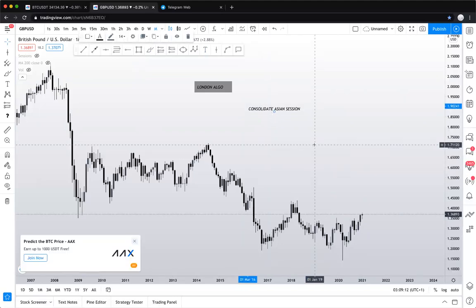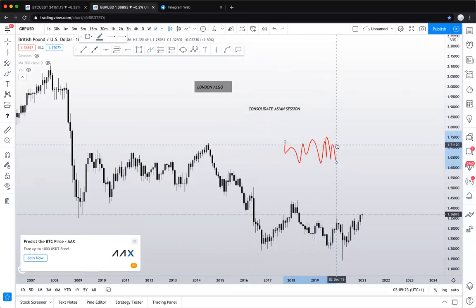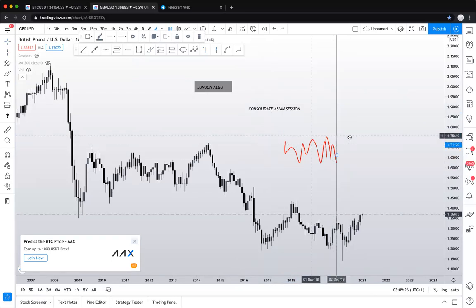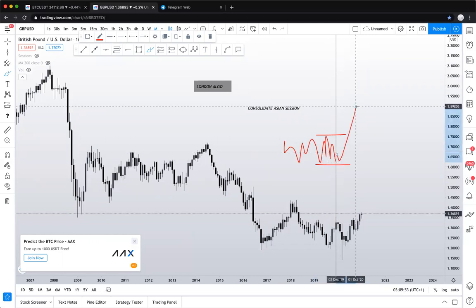Now, the second scenario is price consolidating, but instead of price taking out the Asian session high or low, price might come back up to test the order block. I'm not going to be talking about order blocks today, but price is going to test that order block at our Asian high and reverse down. Or price is coming down to test our Asian order block low and reverses up to take out those highs.